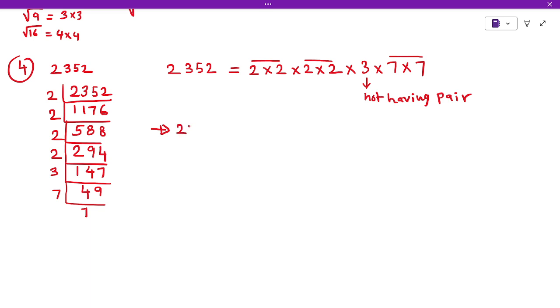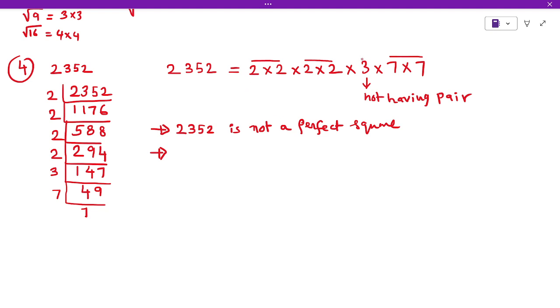So therefore the first part is answered. 2352 is not a perfect square. So the first part is answered. What is the second part? If not, what is the smallest multiple of 2352 such that this number will become a perfect square?